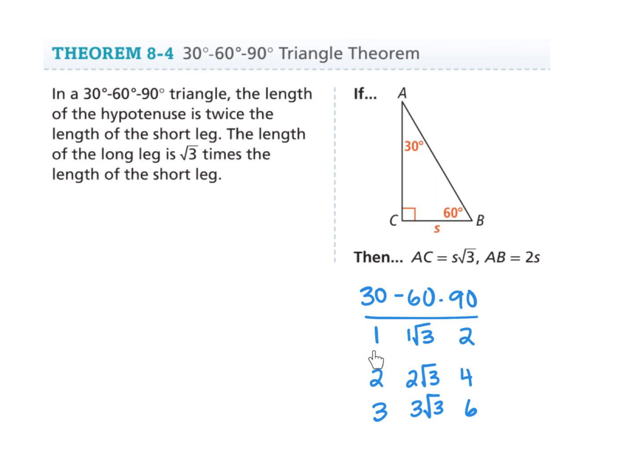Again, it gets a little more complicated if we don't know the length of the short leg to start. Maybe we're given the length of the hypotenuse and we have to find the other two, or we're given the length of the long leg and we have to find the other two. And that's what we're going to be working on using this idea. But the basic idea here is that we have this pattern for the sides of our 30, 60, 90. The short leg across from the 30-degree angle is s. And then the long leg, which is across from the 60, is that number times the square root of 3. And then the hypotenuse, across from the 90-degree angle, is this short leg length times 2.